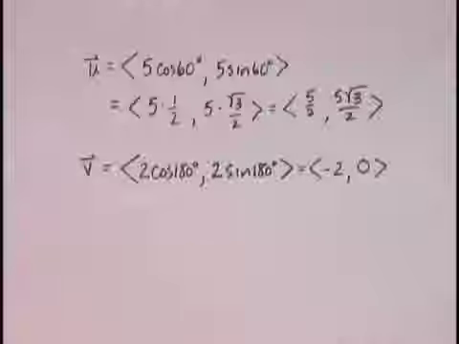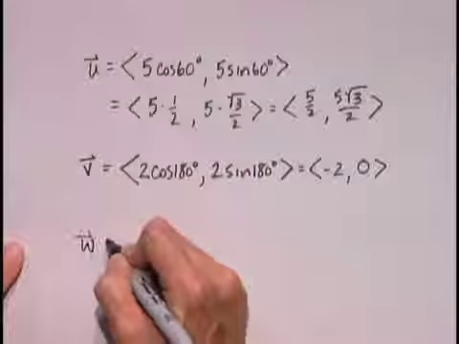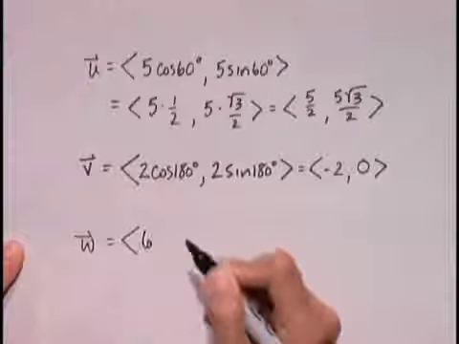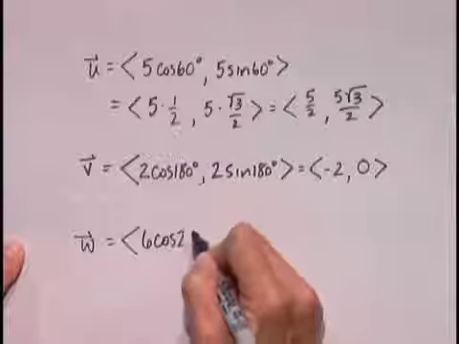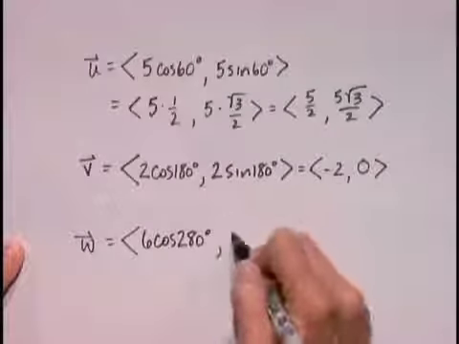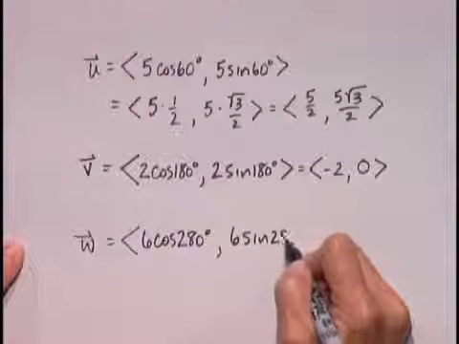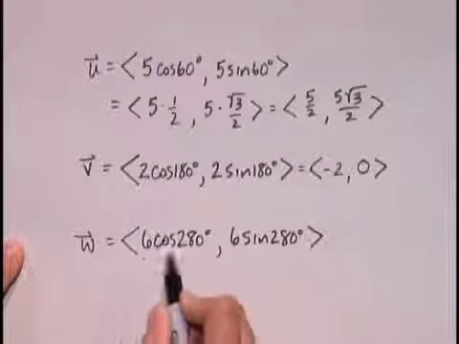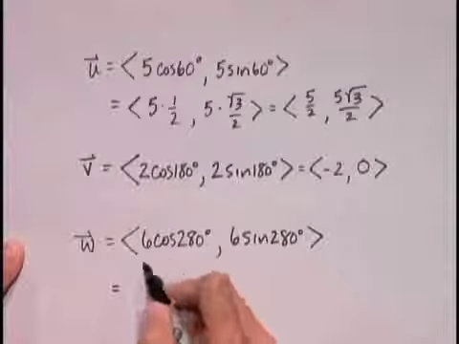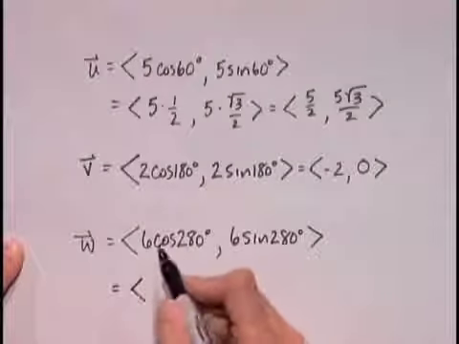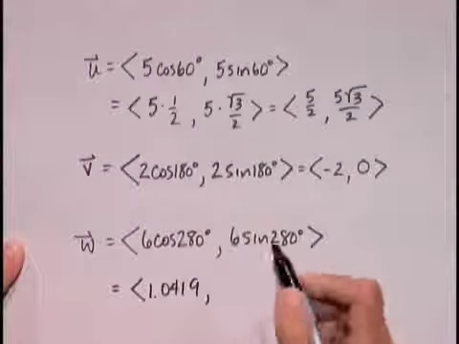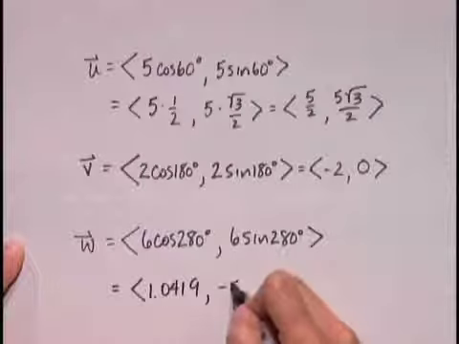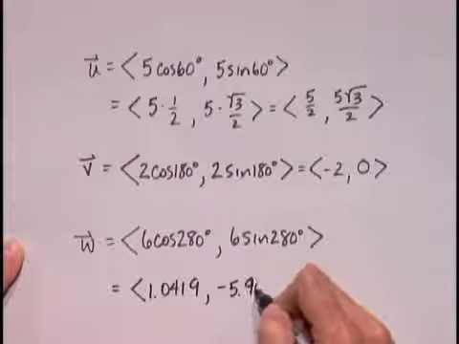Now let's find the components of vector w. Remember that w had magnitude 6 and formed an angle of 280 degrees with the positive x-axis. So its components are 6 cosine 280, 6 sine 280 degrees. And if we use a calculator to get values, 6 times the cosine of 280 is 1.0419. 6 times the sine of 280 is negative 5.9088.